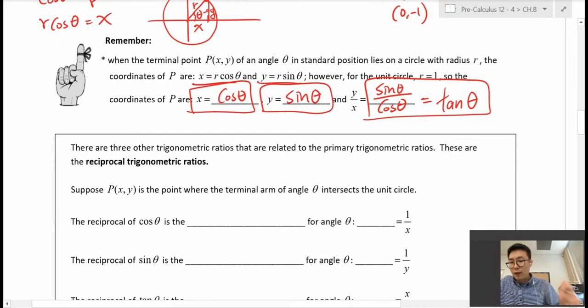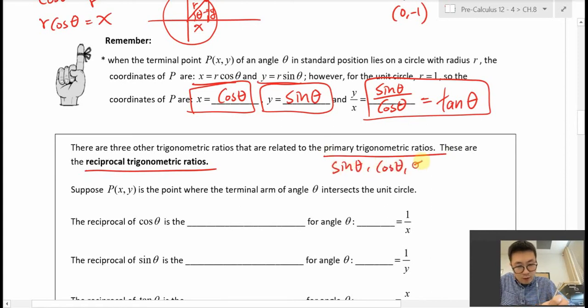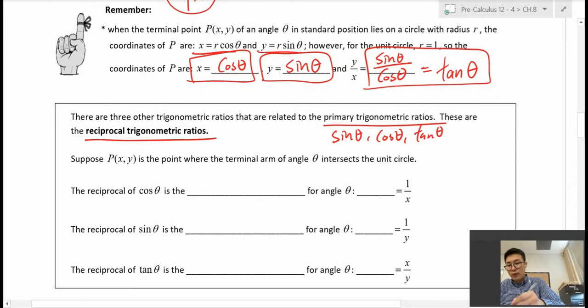This is something new. We're going to look at the reciprocal trig ratios. It says there are 3 other trig ratios that are related to the primary trig ratios. Again, the primary trig ratios are sine, cosine, and tangent, and we are going to be looking at the reciprocals of these 3 ratios. Suppose point P(x, y) is the point where the terminal arm of angle theta intersects the unit circle. The reciprocal of cosine theta is, of course, 1 over cosine.